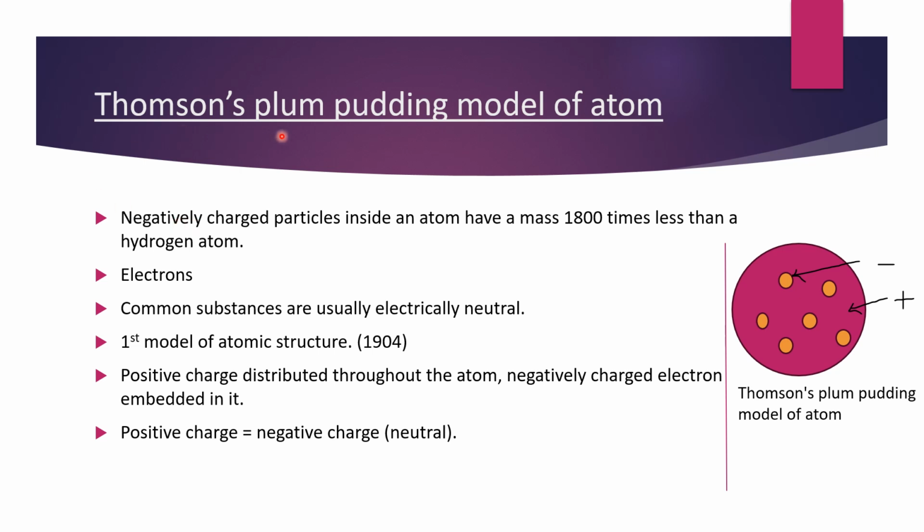So this is Thomson's plum pudding model of atom. Why is the name plum pudding given? It's because plum pudding cake, as we all know, is a sweet cake prepared at Christmas time. In the old times, they used to add pieces of dry fruits called plums. That's how the name came into the picture, the plum pudding model of atom.